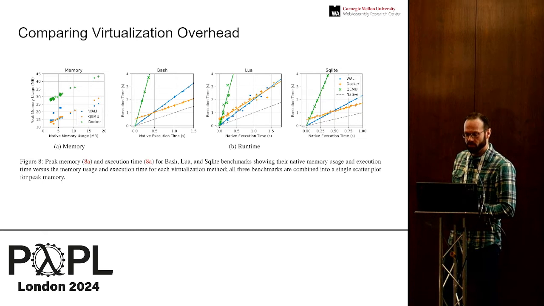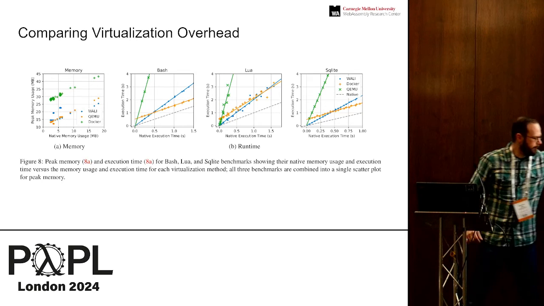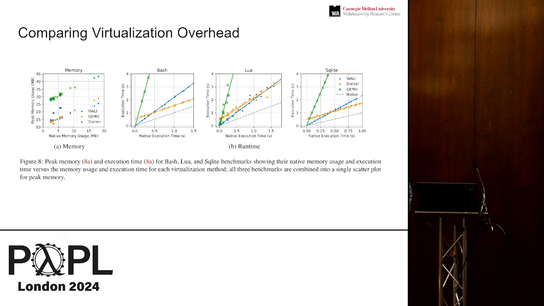Docker also imposed, so if we break down the results a little bit more, this is the execution time. So three different applications, Bash, Lua, and SQLite. What we see is, this is if we make the program do more work, so the native execution time, increasing the load of an application, and then this is the corresponding execution time on whatever virtualization it is. So this dotted line is if you ran the native executable, that's one-to-one. So anything above that is going to be overhead.